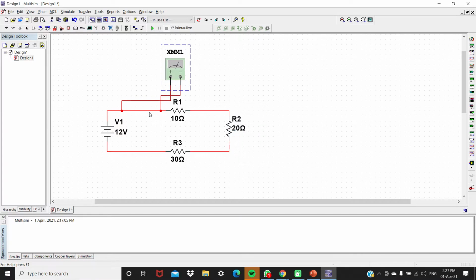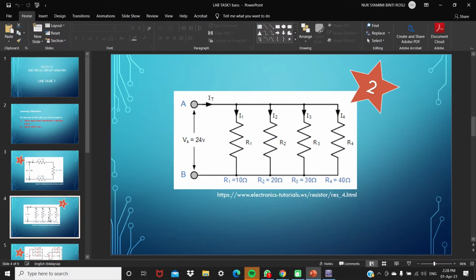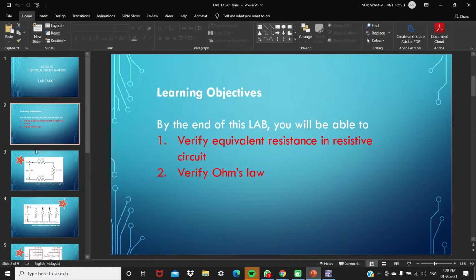Okay. So let's go back to the question for the lab. Let's open up the PowerPoint. Go to the next slide. Sorry, go back to the second slide. By the end of this lab, you'll be able to verify equivalent resistance and verify Ohm's law.